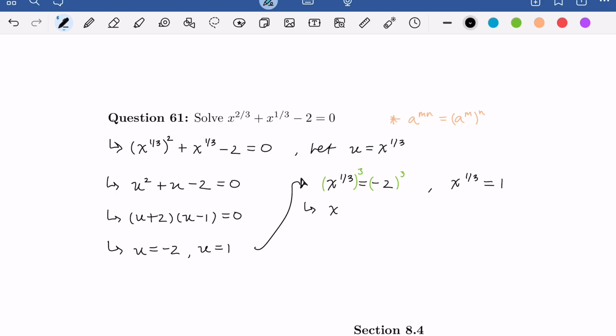Doing that, we're going to have x by itself, and we're going to have a negative 2 cubed, which we know is going to give us a negative 8. And doing the same thing for this other guy here, we're going to cube both sides of our equation to get x completely alone. We're going to get that x is equal to 1. So our solution set for this guy is going to be negative 8, 1.